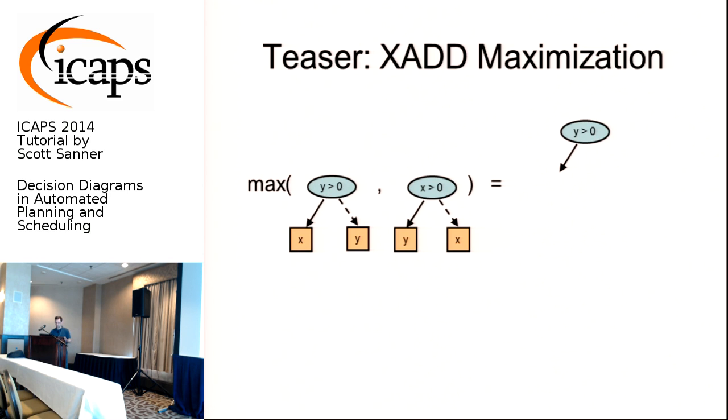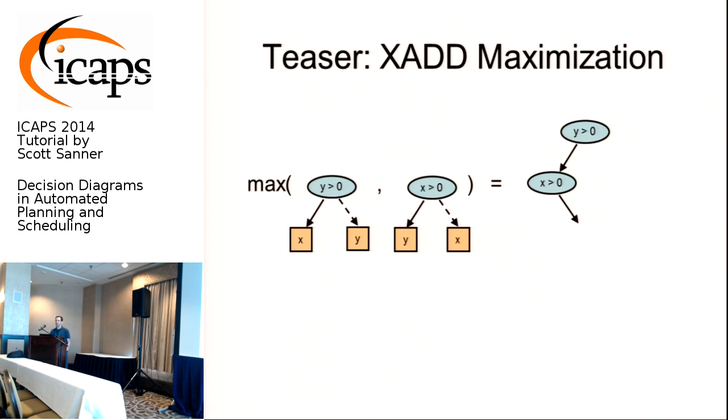It's a continuous variable x. Get the max of x and this function. Okay, I don't know the answer, so I'm going to recurse on this decision. So now I have the max of x, and if x greater than 0 is true, of y, max of x and y. Unfortunately, I still don't know what the max of x and y is.